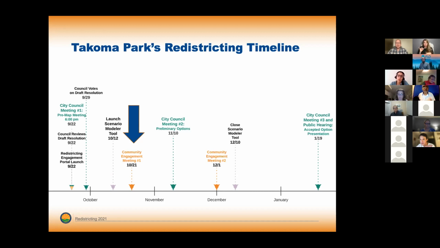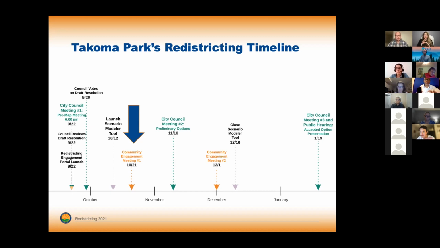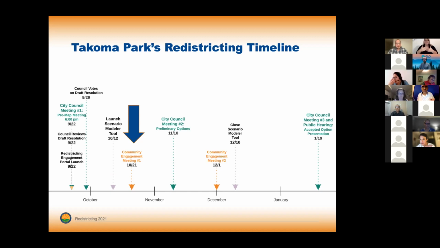And the scenario modeler tool or the redistricting portal has also launched, and maybe some of you have actually been there to access the survey or to learn more information about the process. So you can see where we are tonight and what's still to come. The next community engagement session will be on December 1st, and we'll share more about that at the end of our meeting. But you can kind of see the overall timeline with the final goal of wrapping up the process with the final decisions coming in January at a meeting on January 19th.